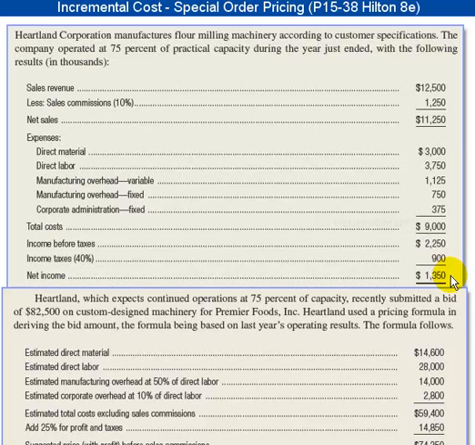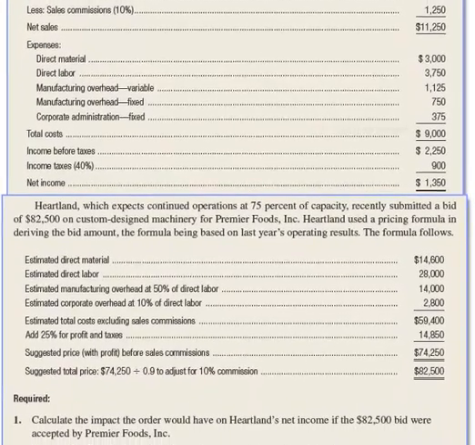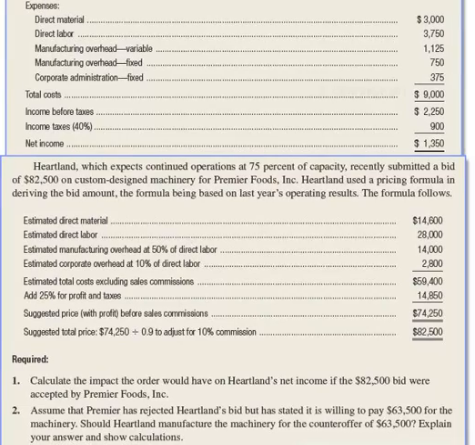Now, Heartland expects continued operations at 75% of capacity, and they recently submitted a bid of $82,500 on custom designed machinery for Premier Foods. Heartland uses a pricing formula in deriving a bid amount, the formula based on last year's operating results. Let me slide down so we can see that. And we'll just take it down to requirement 2 here.